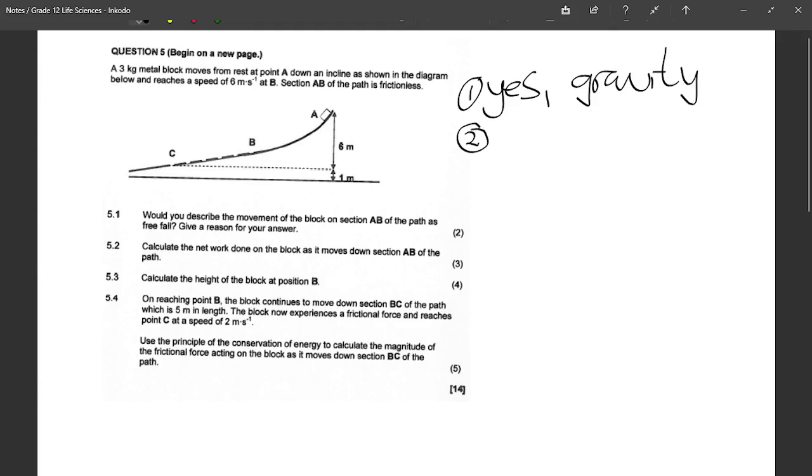Number 2, calculate the net work done on the block as it moves down section AB of the path.